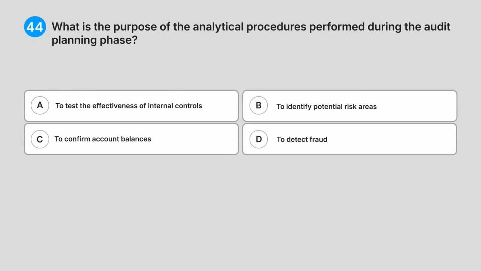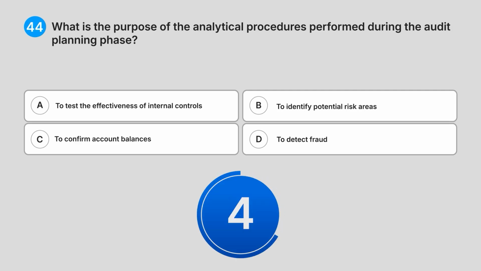44. What's the purpose of the analytical procedures performed during the audit planning phase? A. To test the effectiveness of internal controls. B. To identify potential risk areas. C. To confirm account balances. D. To detect fraud. Can you guess the answer?